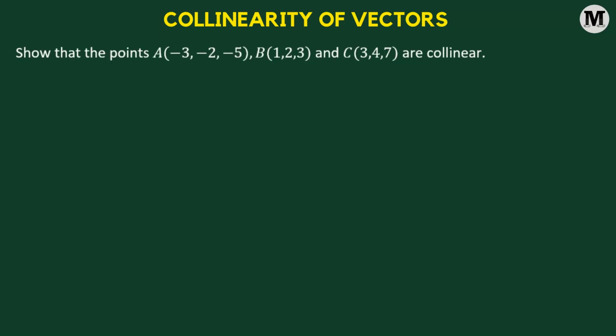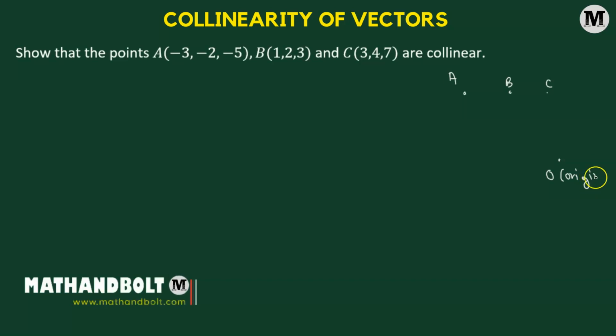Now we need to show that the following 3 points A, B and C are collinear. Okay, let us begin. So here we have the points A, B and C. And we will be considering another point O, which is going to be the origin of some coordinate system.